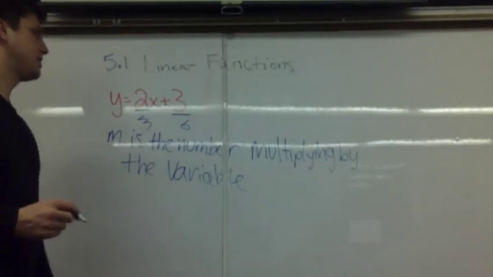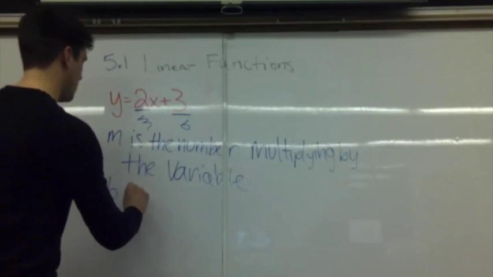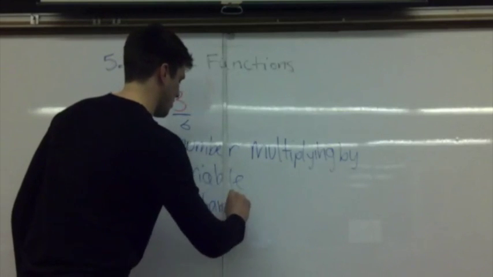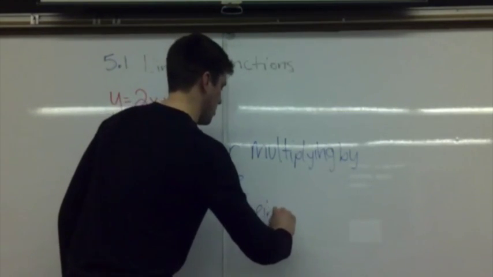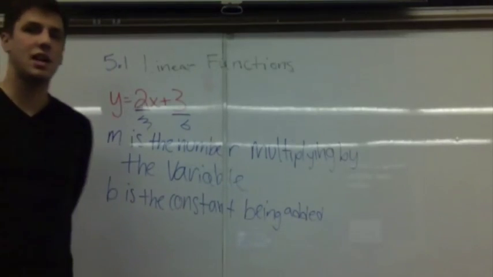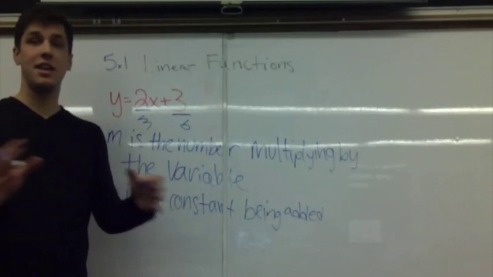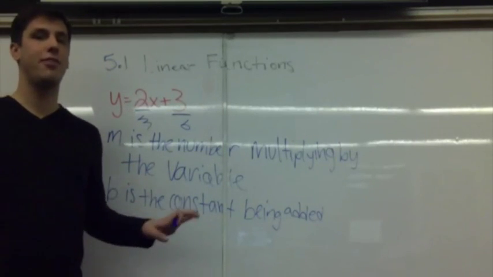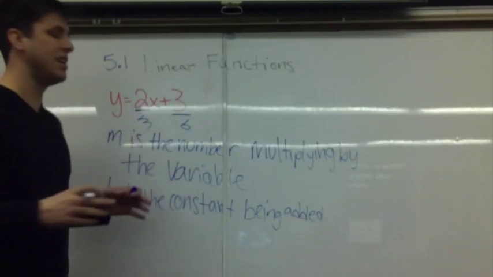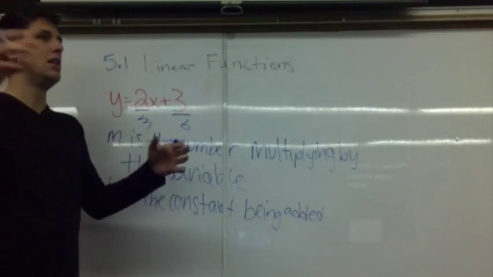Now, what is b in English? B is the constant that's being added. So b is the constant that is being added. And for b, when I say constant, I mean it's a number that is not being multiplied by a variable. It is not affected by a variable. And so 3 is constantly 3, no matter what you plug in for x. You're only adding by 3, not 3 times something.